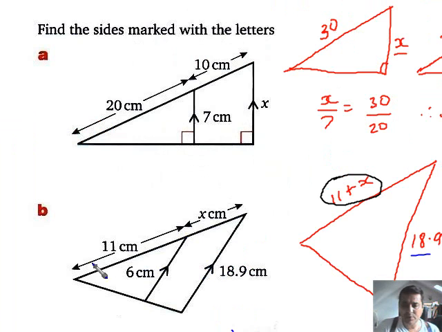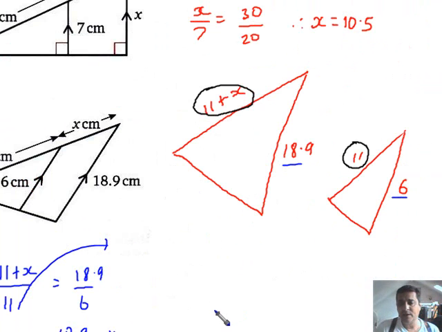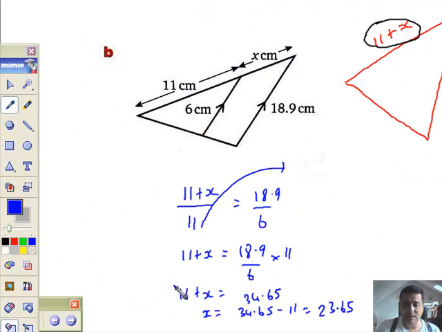All right, one more time. X plus 11 is the large side. 11 is the corresponding small side. 18.9 is the large side, 6 is the corresponding smaller side. Okay, and we've set up a little equation or a ratio, and therefore solved and got X as 23.6.